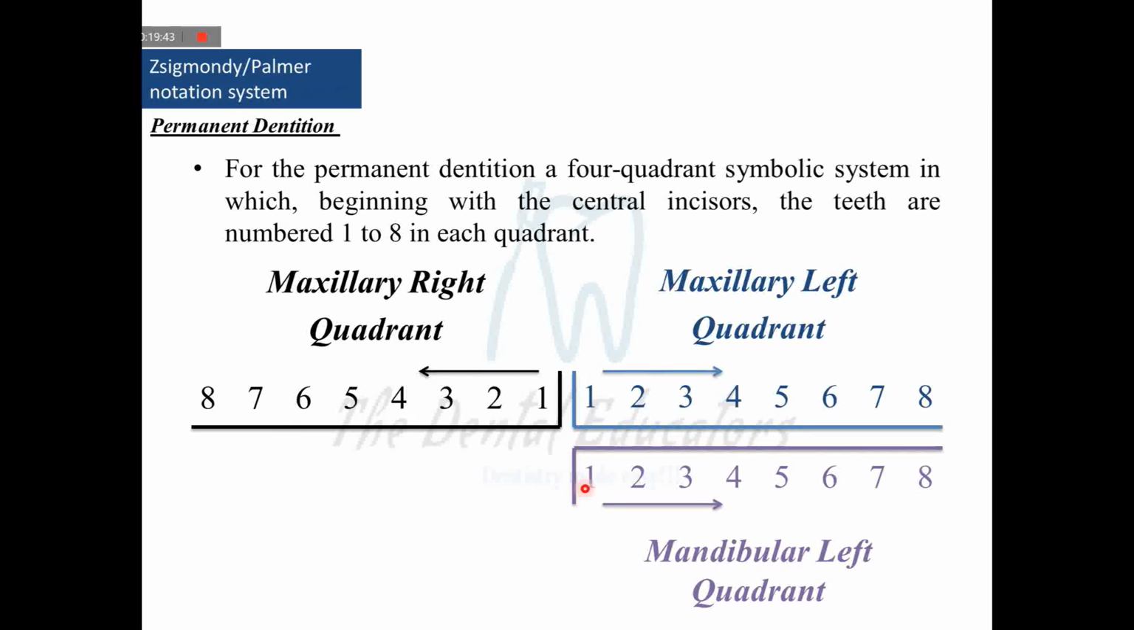So the first tooth in the midline of the mandibular left quadrant is the permanent mandibular central incisor. The second is again the lateral incisor. The third is the canine. The fourth is the first premolar. Fifth is the second premolar. Sixth is the first molar. Seventh is the second molar, and lastly eighth is the mandibular left third molar, because we are writing all of the teeth in the particular kind of symbolic representation.